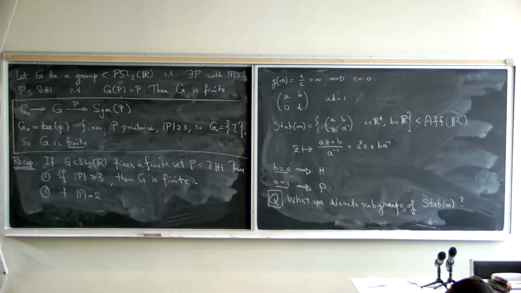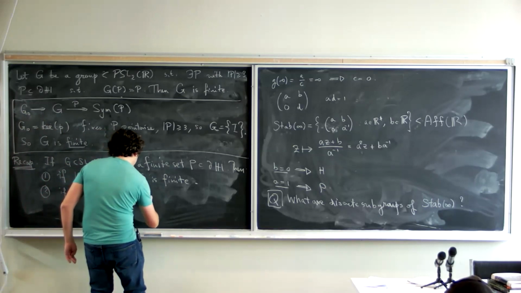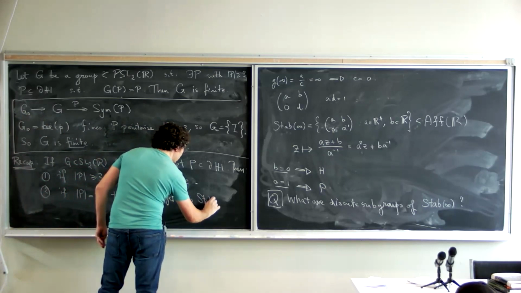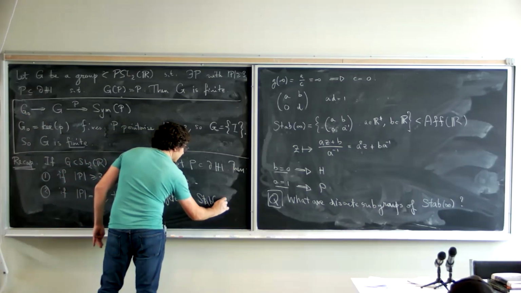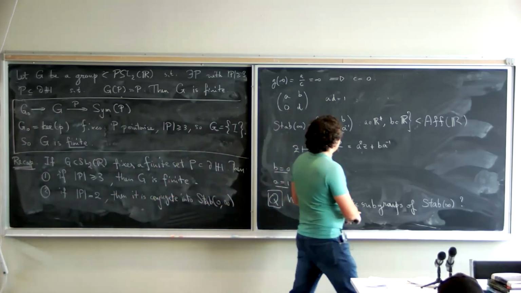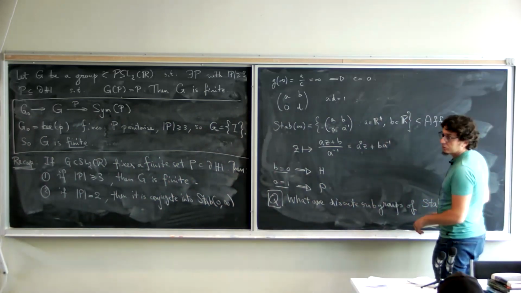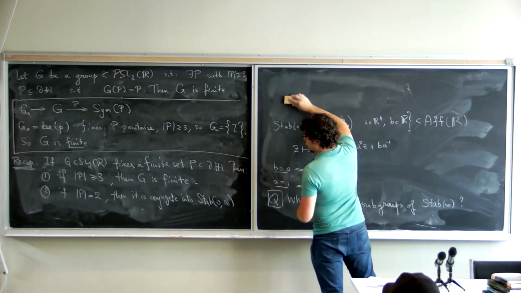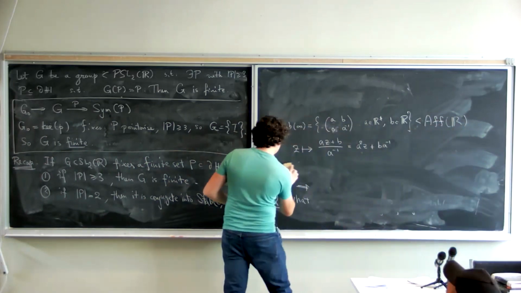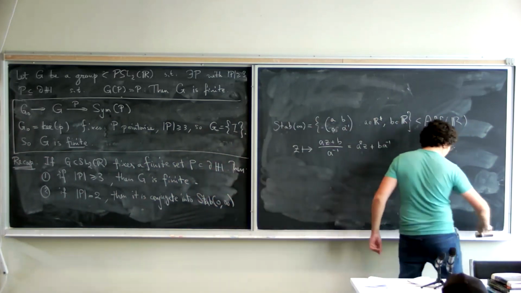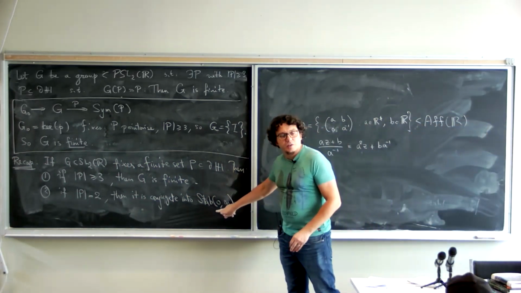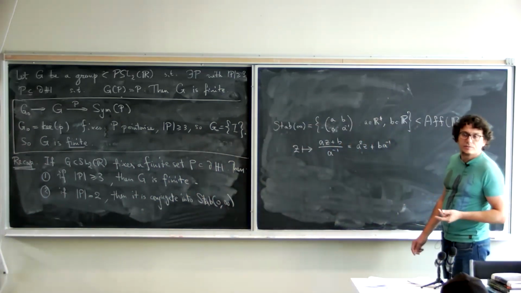The second one is, if the cardinality of the stabilizer is 2, then we can conjugate the group. Then it is conjugate into the stabilizer of 0 and infinity, right? And what is the stabilizer of 0 and infinity? Well, it's a subgroup of this one. So let's figure this out. It could either fix both 0 and infinity, or you could swap them, right?